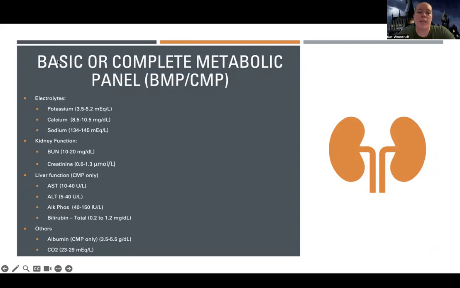So then moving on to the chemistry, or the basic or complete metabolic panel. On these, usually one of the first things I look at are my electrolytes, usually potassium and sodium are two of the major ones. I do look at calcium too, but sometimes the calcium on a chemistry like this can be not as accurate unless it's very severe. Usually what we want to get is an ionized calcium, and we can get that on a blood gas and things like that too.